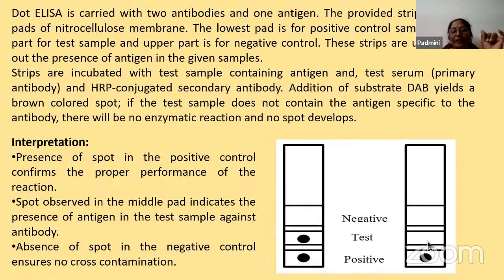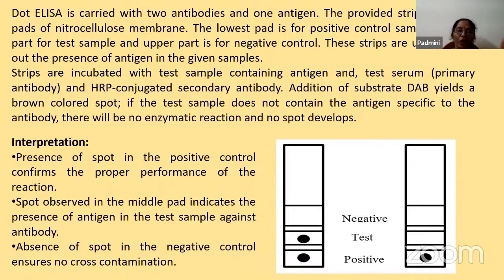So that means the patient is not having that disease. He is negative to that particular disease is what you're going to conclude. And the absence of a spot in the negative control ensures no cross-contamination has occurred. So that is, the process of experiment has been done correctly. That is what we are going to talk about.